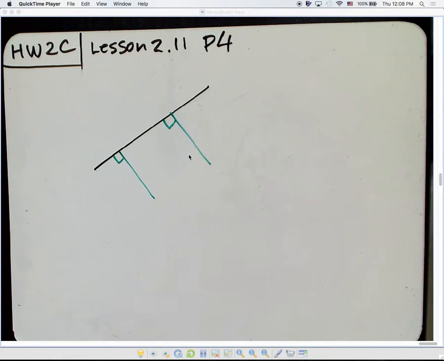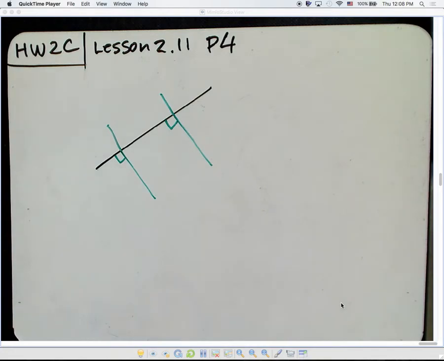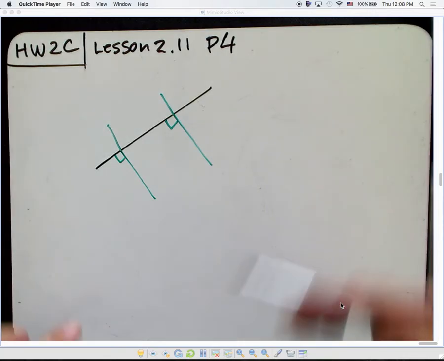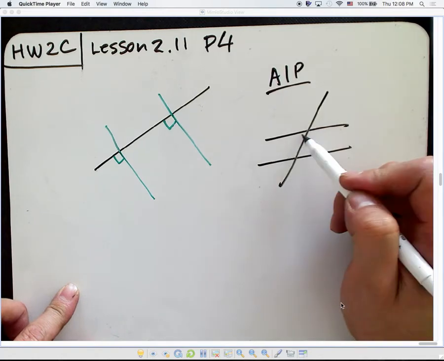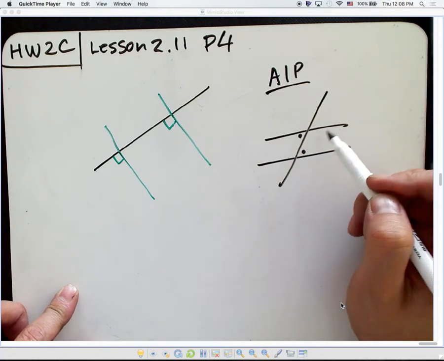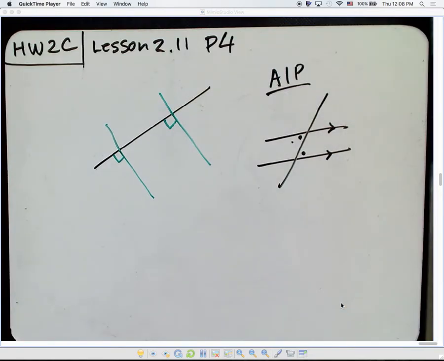Okay, so first of all, is it true or false? If true, then prove it, right? So here's a hint. The hint is this is actually true. And if you extend that like this, you have to use the AIP theorem, which says if you have something like this, and if you have congruent alternate interior angles, then the lines must be parallel, right? So that's the AIP theorem, and you have to use that for that problem.